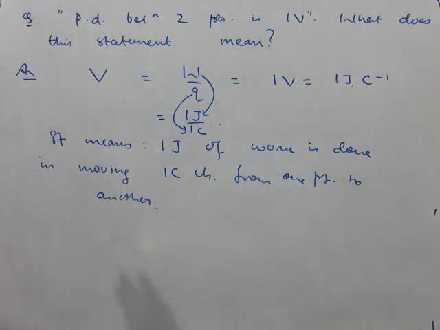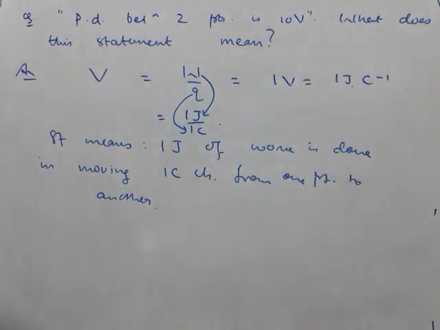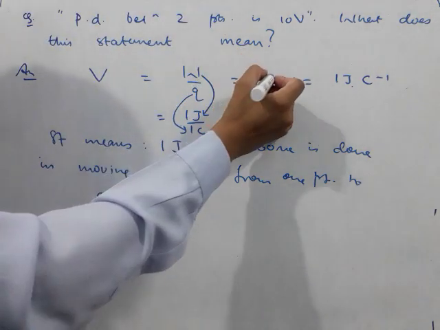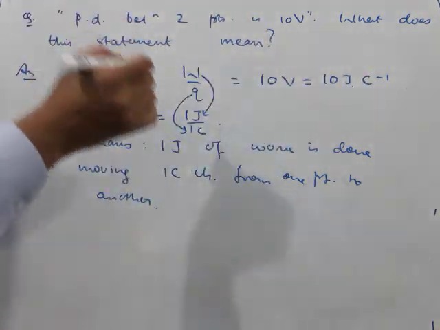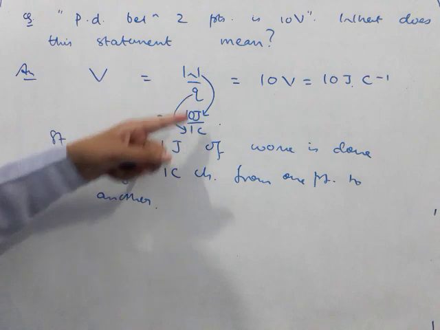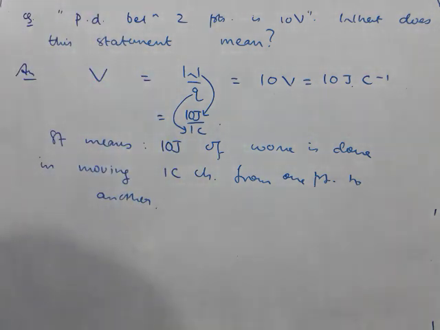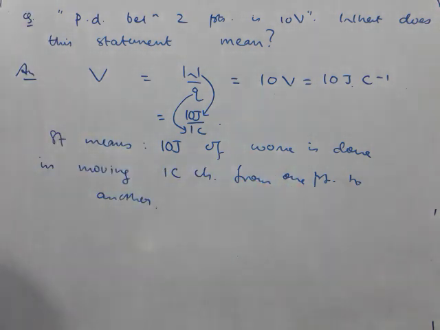So this is the answer to this particular question. Instead of 1 volt, suppose it is written 10 volts. How would your answer change? Same thing, V is equal to W by Q. Instead of 1, you will write 10 volts. 10 volts is nothing but 10 joules per coulomb. So this will be 10 joules upon 1 coulomb. So you can write this answer that work should be 10 joule, charge should be 1 coulomb. That means 10 joules of work would be done to move the charge of 1 coulomb from one point to another.